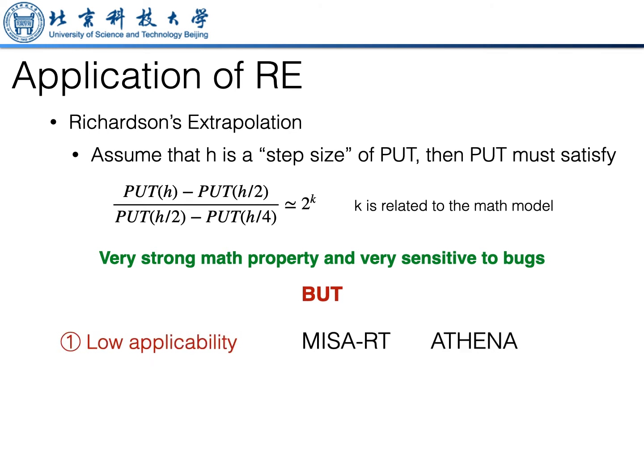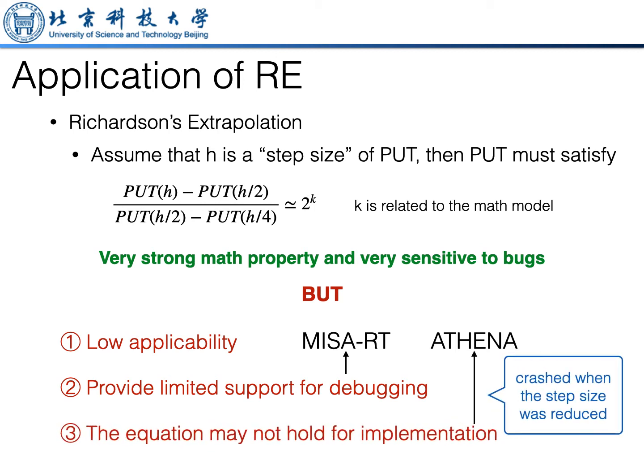It requires that the program's math model follows a certain format. We find only MISA RT and SINA satisfy this requirement. Besides, the approach doesn't provide rich information for debugging. So although MISA RT failed the test, we don't know the reason until now. Finally, we also find that the equation may not hold if the implementation does not strictly follow the math model. However, the deviation is possible and common, for example, due to performance optimization.